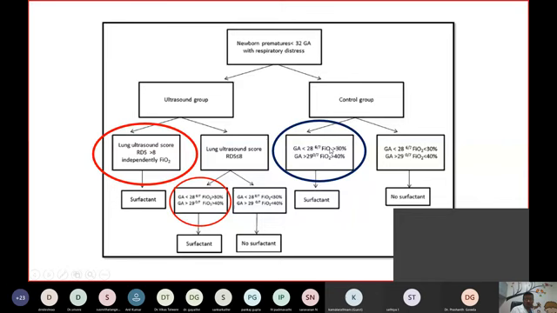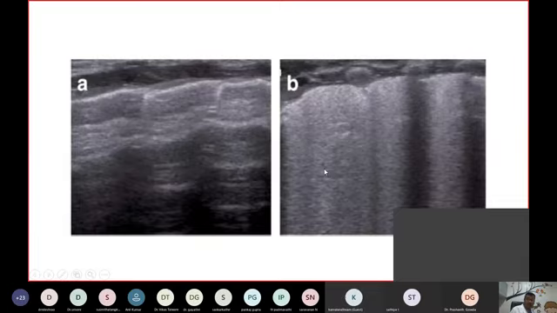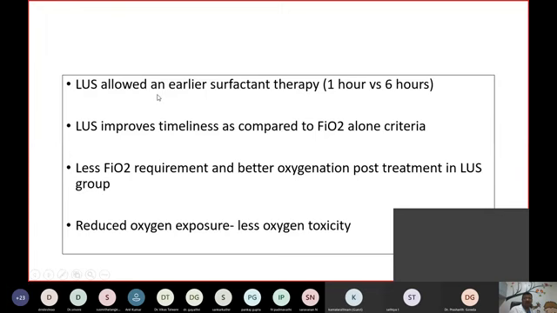Now just to show you how the lung ultrasound pattern looks. If your lung ultrasound score is more than 8, you are going to see the lung like this. When it is less than 8, you are going to see the lung like this. So lung ultrasound allowed for early surfactant therapy. You could give surfactant by 1 hour, versus up to 6 hours based just on the FiO2 criteria. So lung ultrasound improved the timeliness of giving surfactant as compared to FiO2 criteria alone.